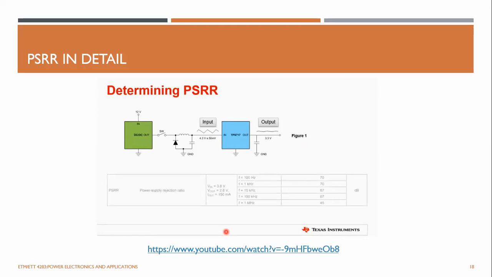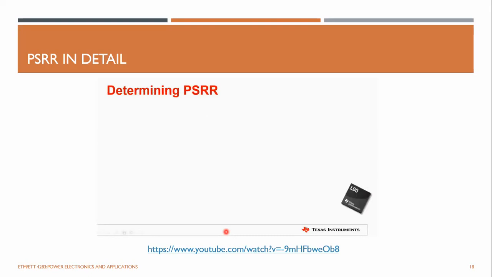It is common to find the PSRR value specified on the datasheet under the electrical characteristics table. As you can see, the value for the PSRR at 1 MHz is 45. It is important to note that these values only apply under these conditions, which means the PSRR values may be different under different conditions.